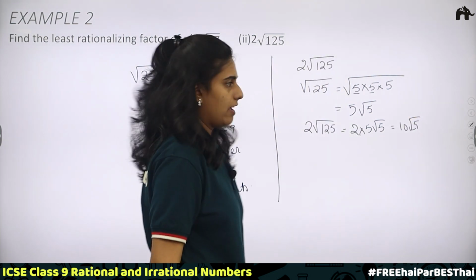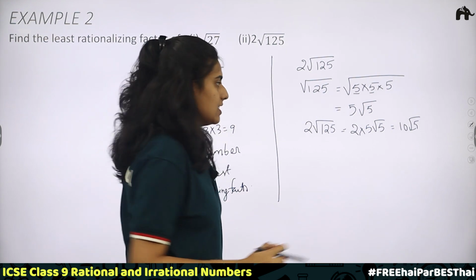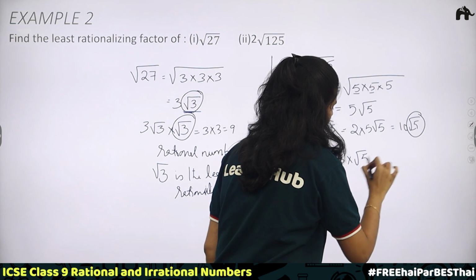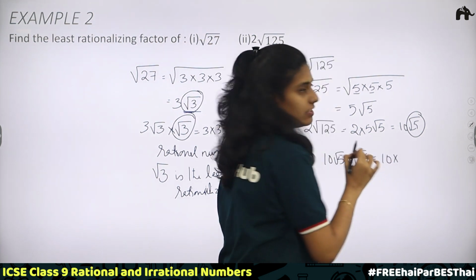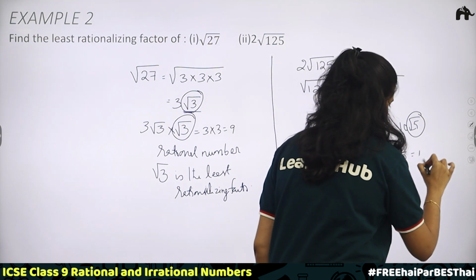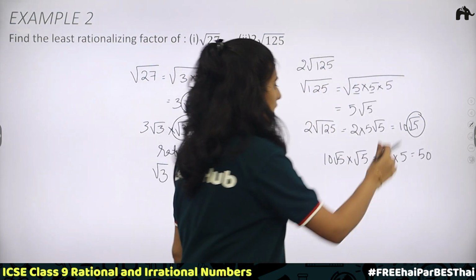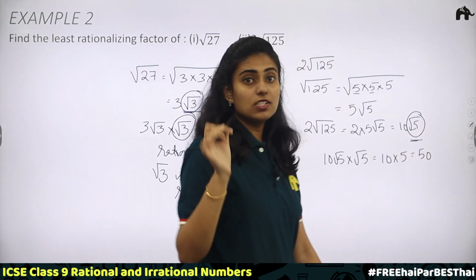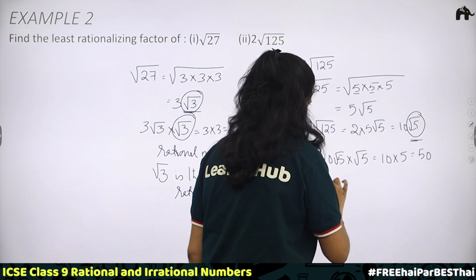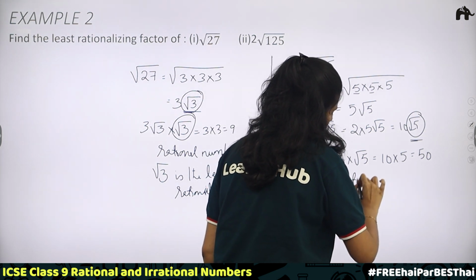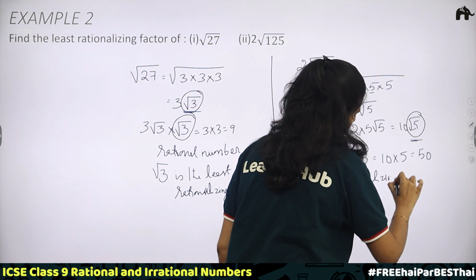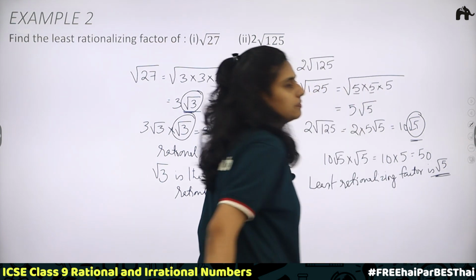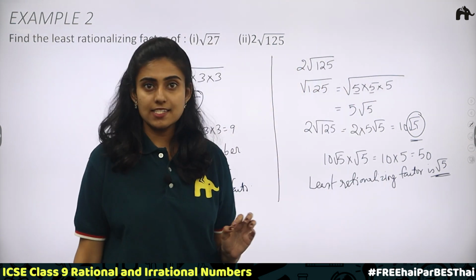Now to get the least rationalizing factor, here we have a root 5. 10 root 5 into root 5 will be equal to 10 into root 5 into root 5, which is 5, so 50. We are getting a rational number. So to get a rational number, we are multiplying 10 root 5 with root 5, the root 5 which you obtain from here. So this root 5 is the least rationalizing factor. Understood how to find the least rationalizing factor?